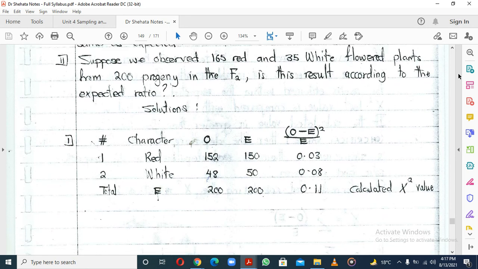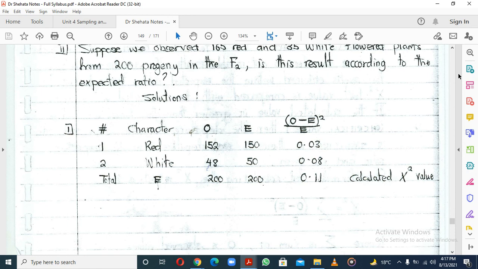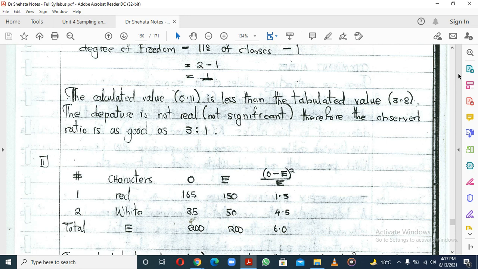For the same things that we did, we are doing the crossing between two heterozygous parents. But for this one, we observed 165 red and 35 white flowers from 200 progeny or offspring. Is the result according to the expected ratio? So let's take note of those numbers. Red is 165 and white is 35. So is that a significant departure?